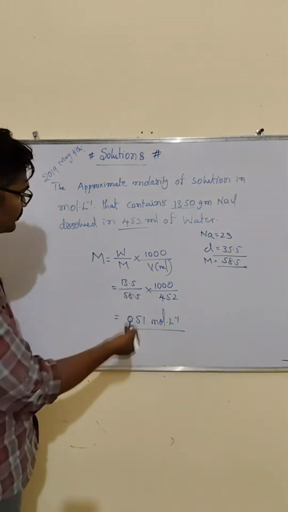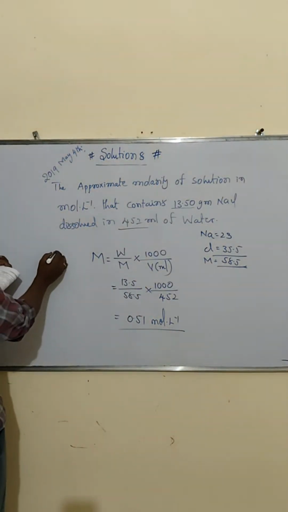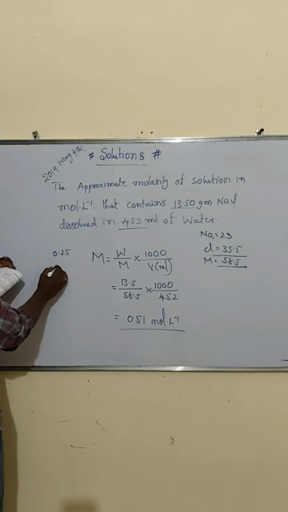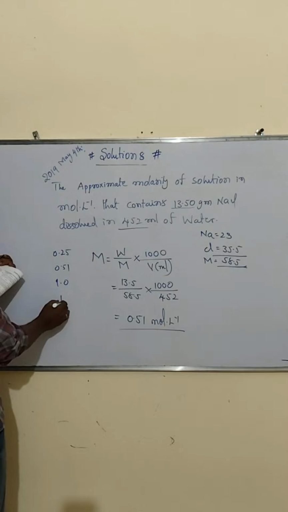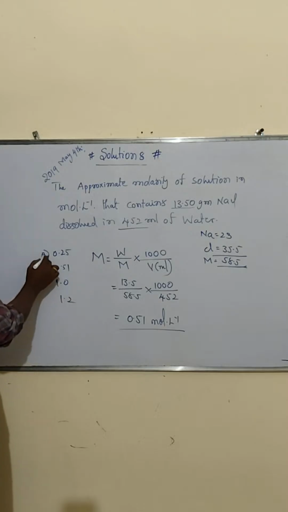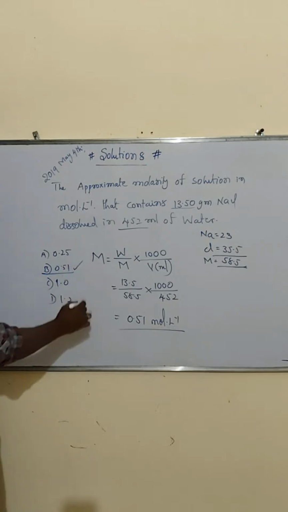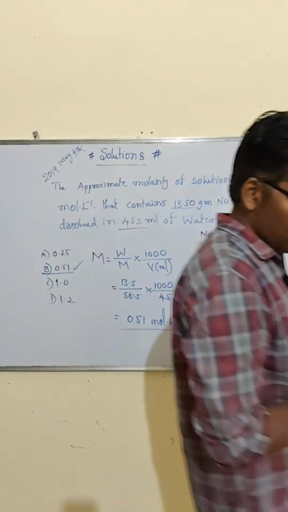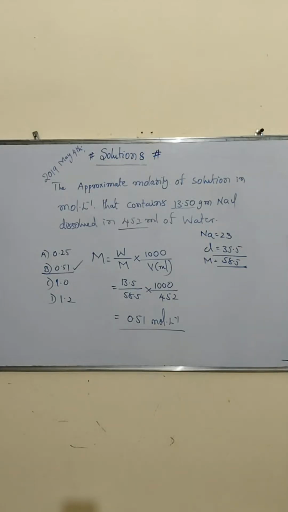Actually the options are 0.25, 0.51, then 1.0, then 1.2, like this. So the second option is the correct answer. Okay, understand, my dear students? So this is about the molarity.